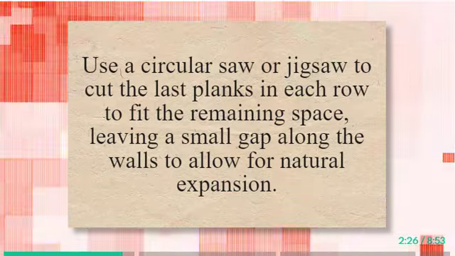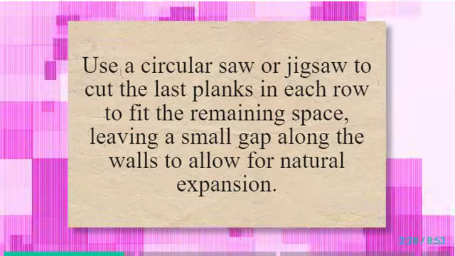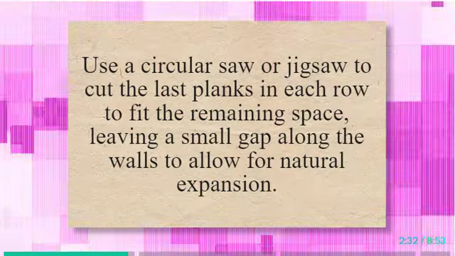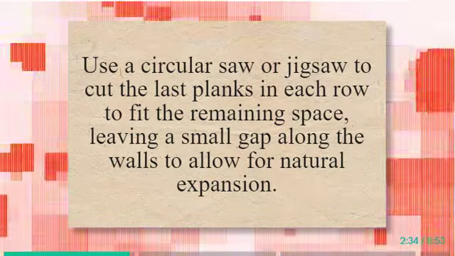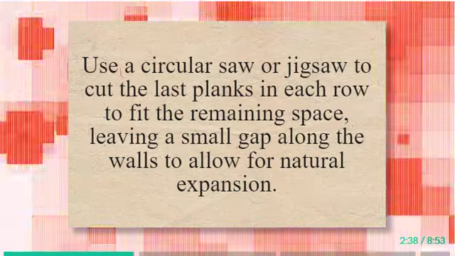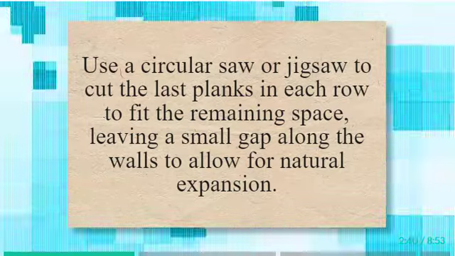Step 7. Continue with the next rows as you proceed. Continue installing rows of wood flooring, ensuring you stagger the seams for a visually appealing look. Use a circular saw or jigsaw to cut the last planks in each row to fit the remaining space, leaving a small gap along the walls to allow for natural expansion.